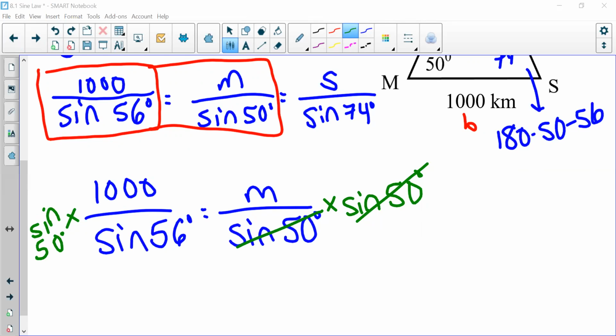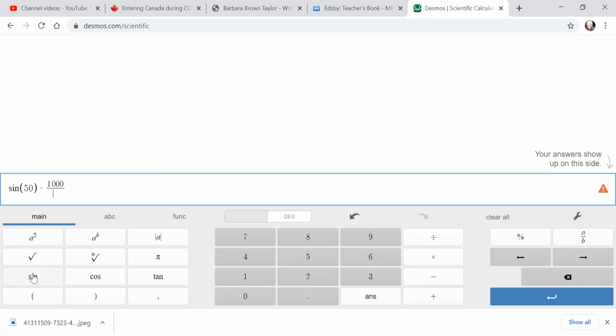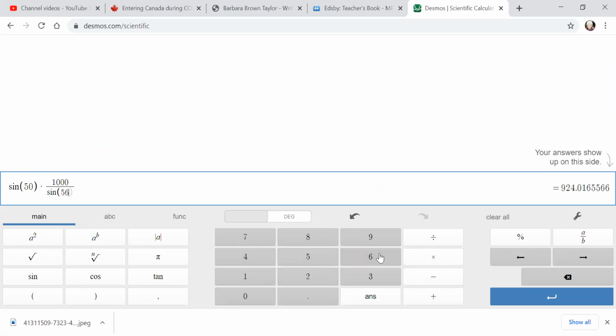I'm going to open up a calculator for a second so I can show you what that's going to look like. Sine 50 times 1,000 divided by sine 56. Did I put that in right? I've got a different screen open. Can you guys confirm that's what we wrote? Yeah, we wrote that. Okay, that's right.